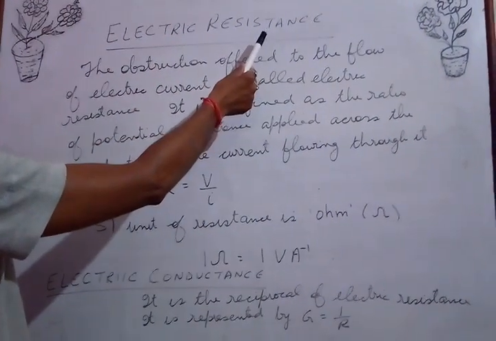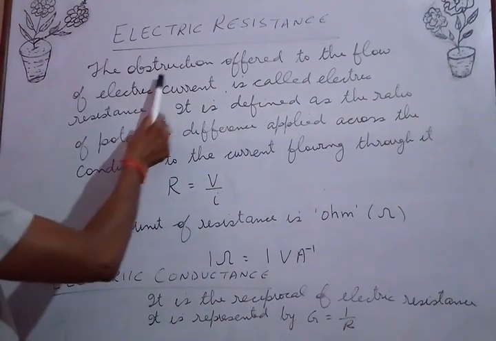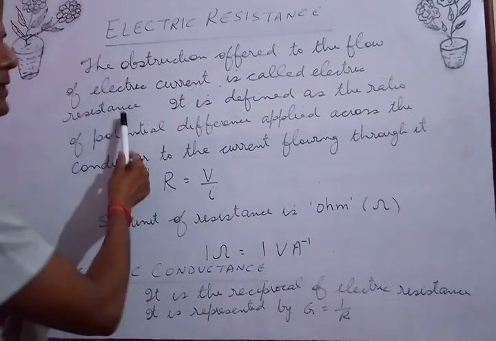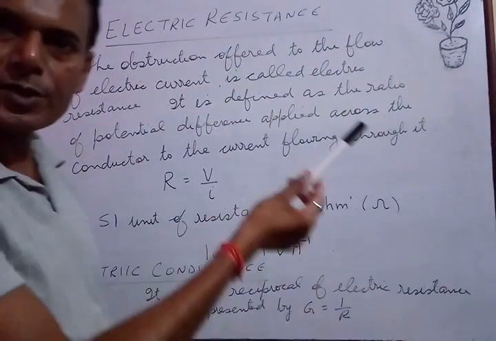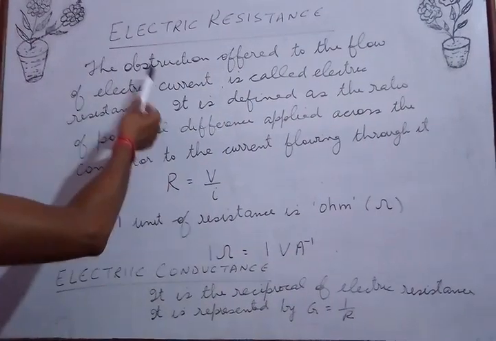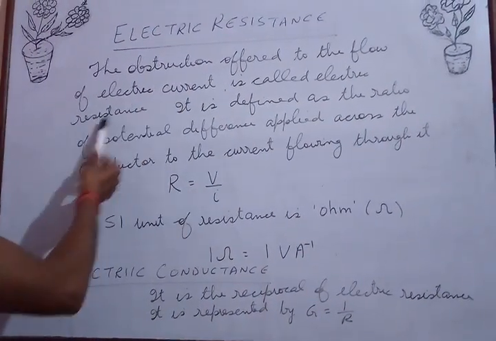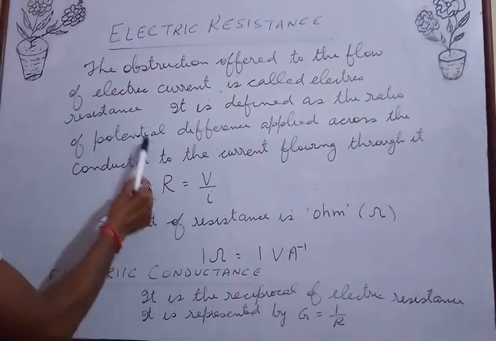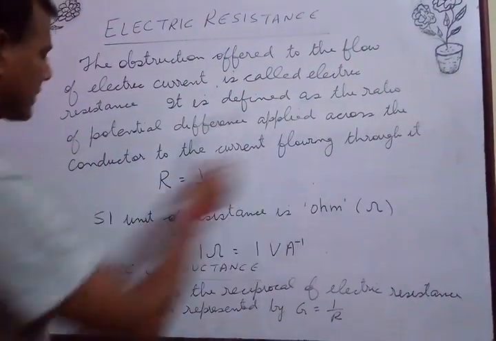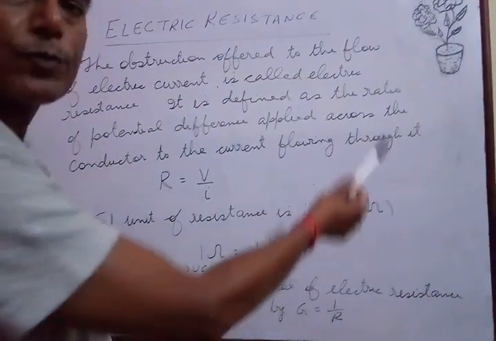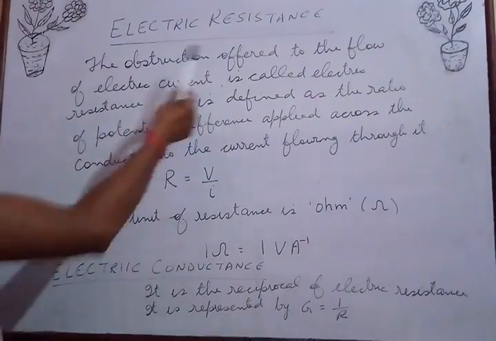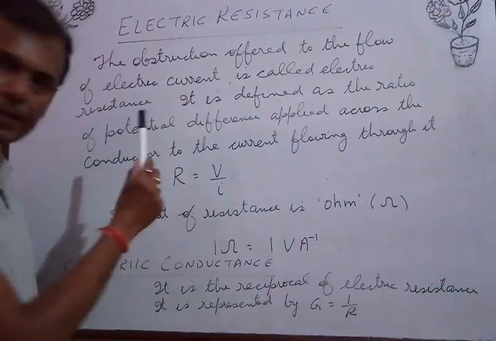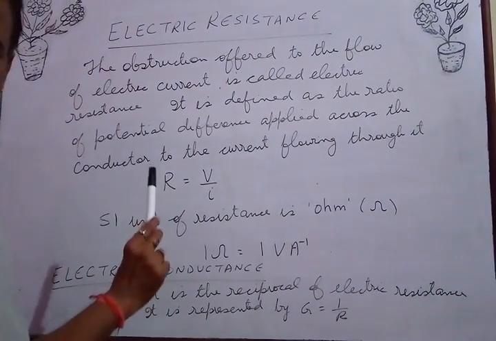Electric resistance. The obstruction offered to the flow of electric current is called electric resistance, and it is defined as the ratio of the potential difference applied across the conductor to the current flowing through it. Its symbol is R. So R is equal to V upon I.